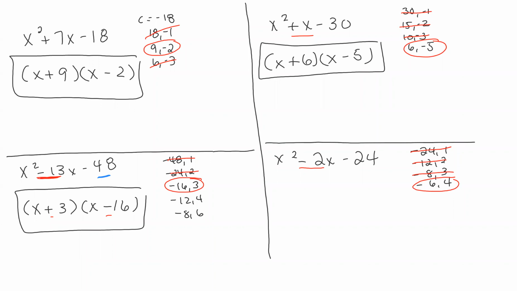Negative 6 times 4 is negative 24. Negative 6 plus 4 is negative 2. So I start two binomials, and it does not matter which order I put these factors as long as the sign in front of the factor is correct. So again, negative 6 times 4 is negative 24. Negative 6 plus 4 is negative 2.